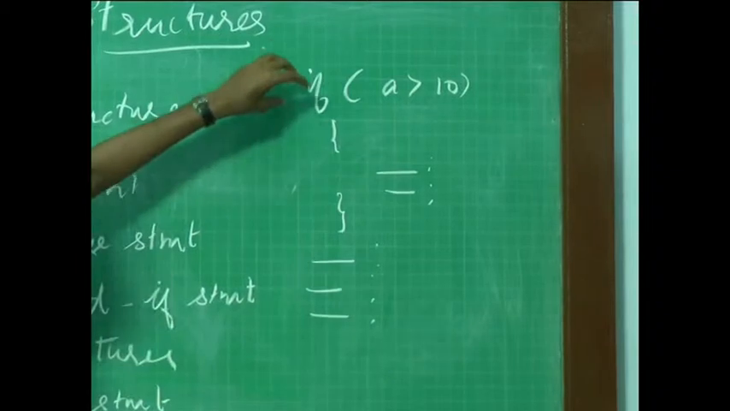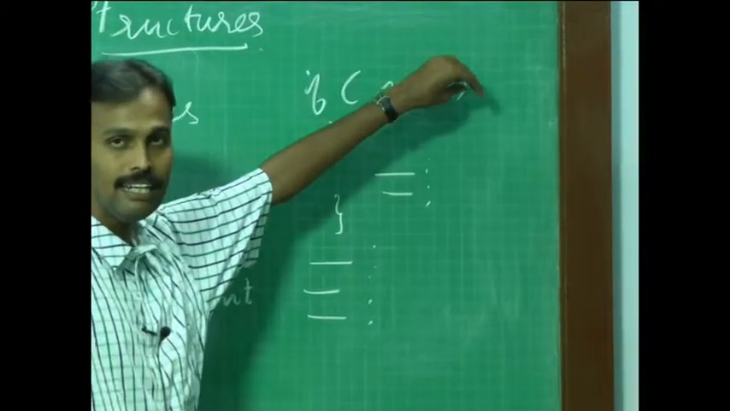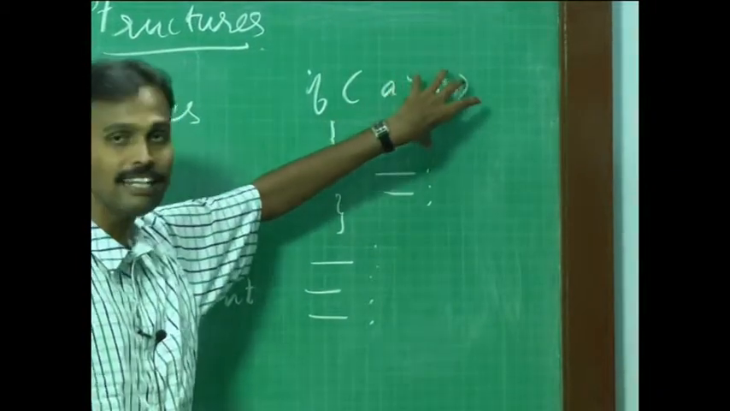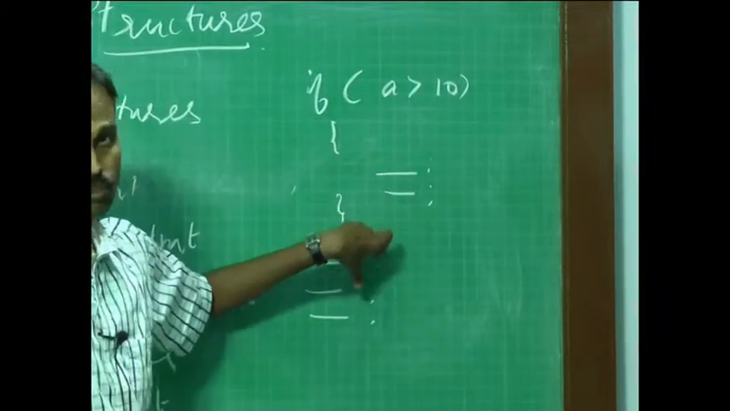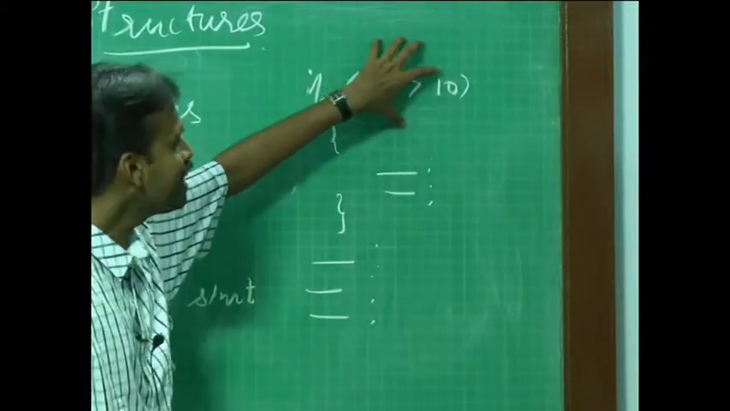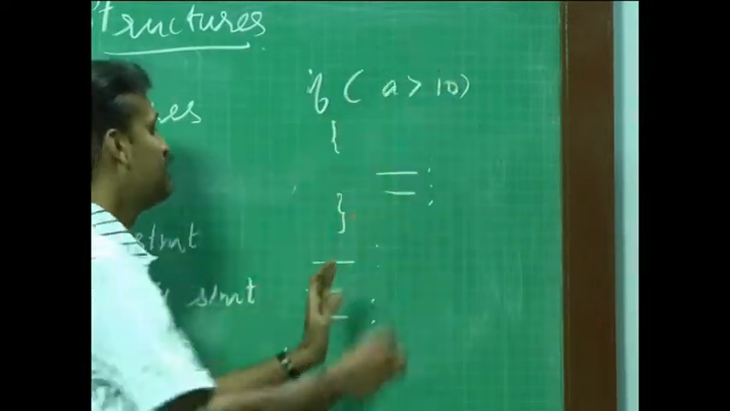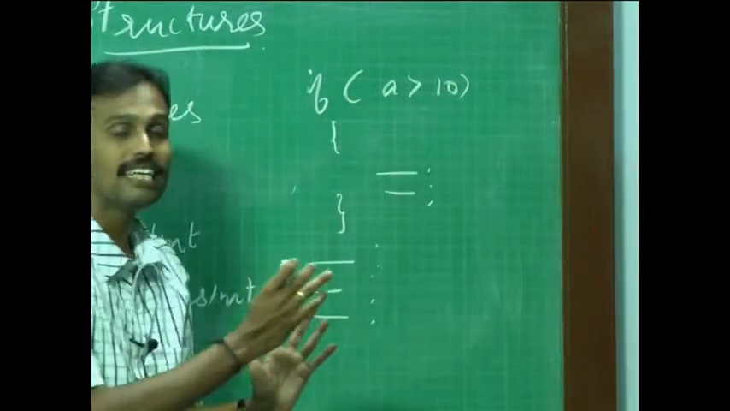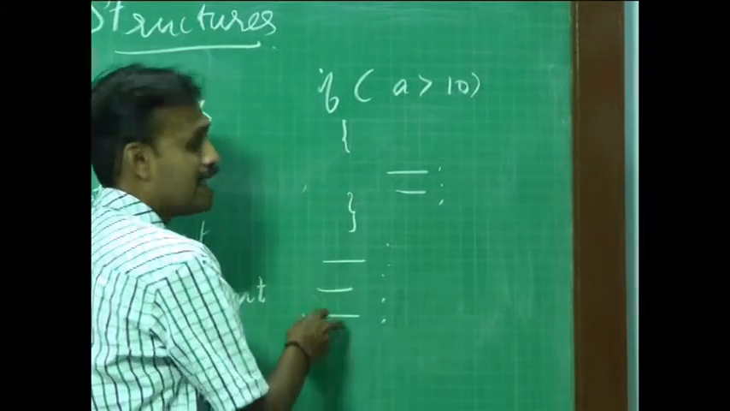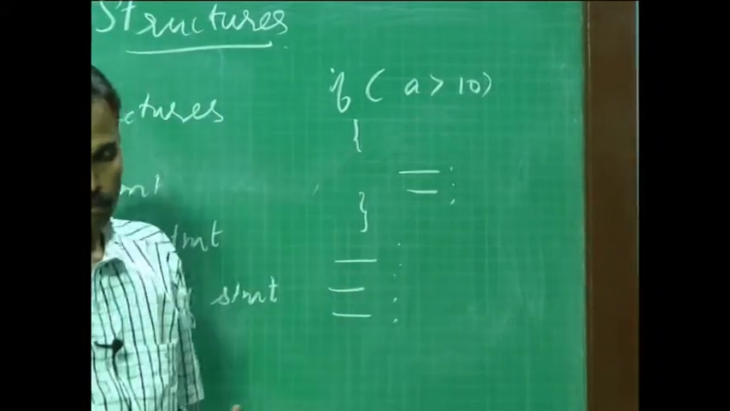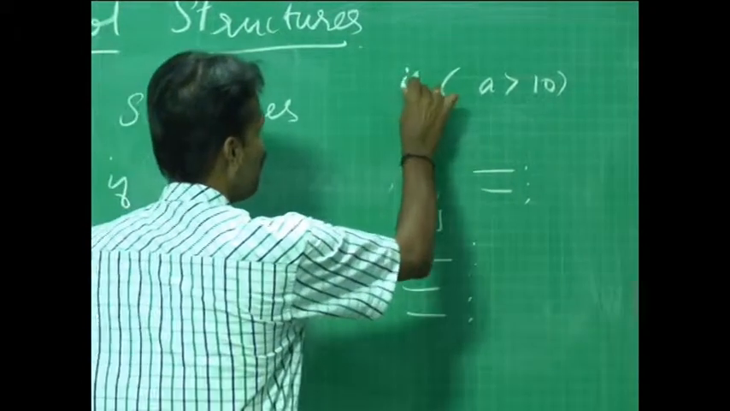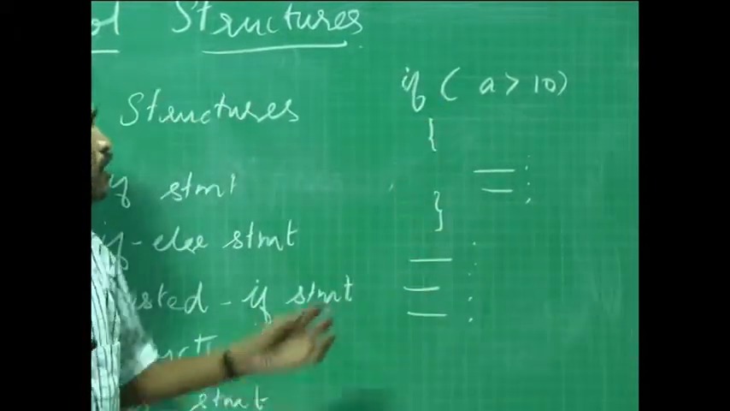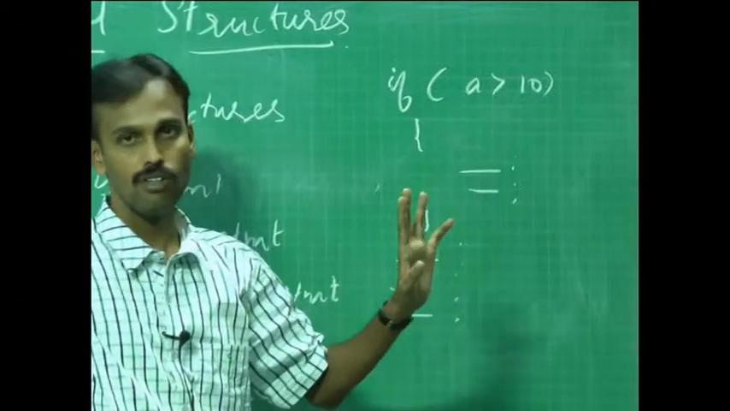That is, I want to check whether a is greater than 10, and if it is true, the statements within this if block will get executed. If this condition stays false, the statements within this block get ignored and the control flows to the next line. Now, there is no separate statement that gets executed for the condition happening to be false.